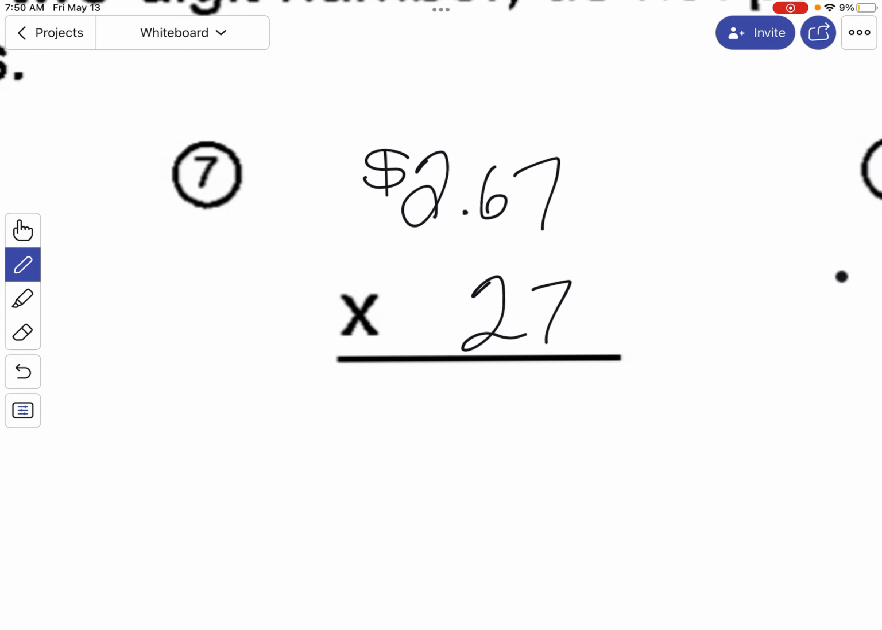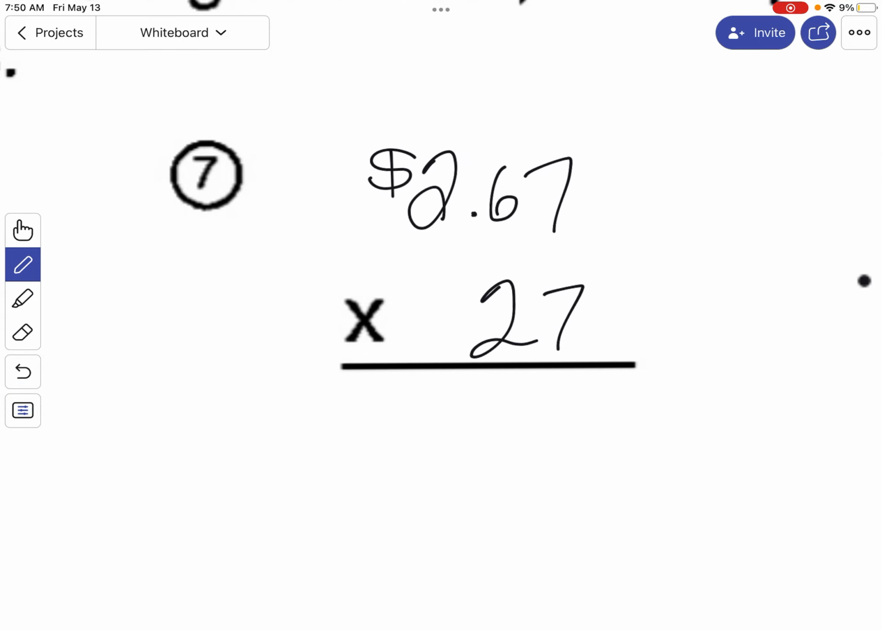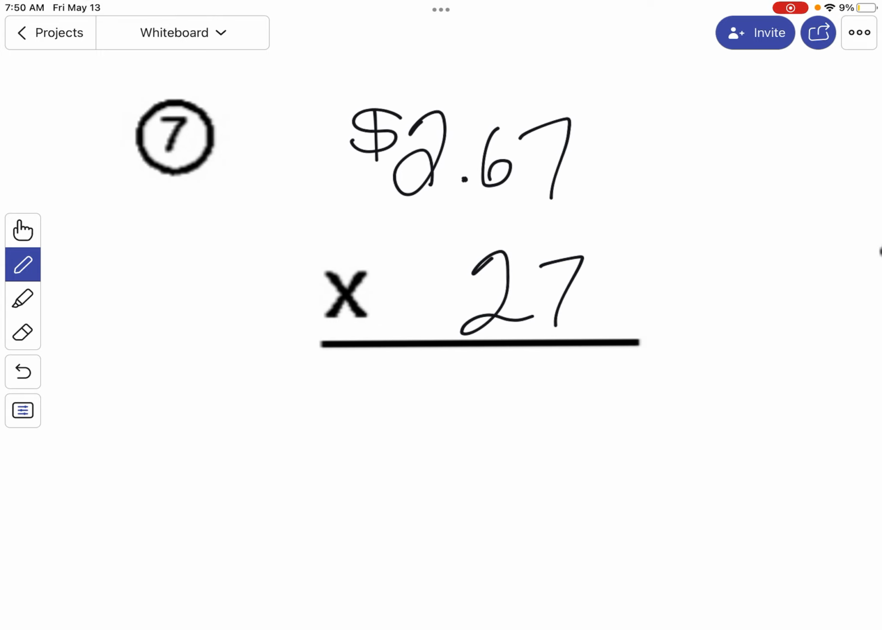Okay, here is number 7. Copy that one down on your paper, pause the video, and then turn it back on when you're done. 7 times 7 is 49. Regroup with the 4. 6 times 7 is 42. 46. 2 times 7 is 14 plus 4 is 18. All right. Let's get rid of these.